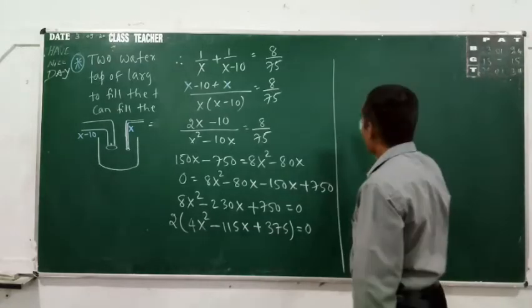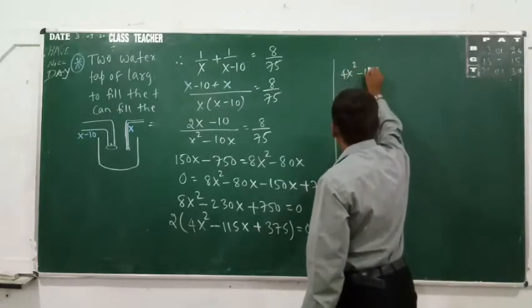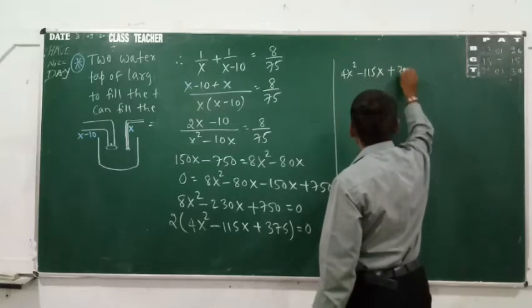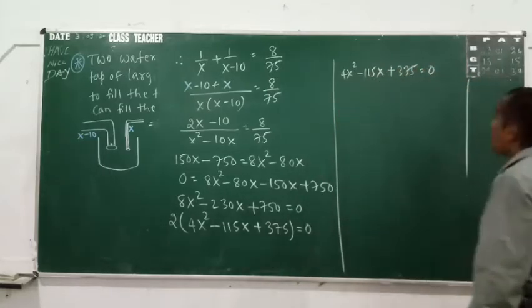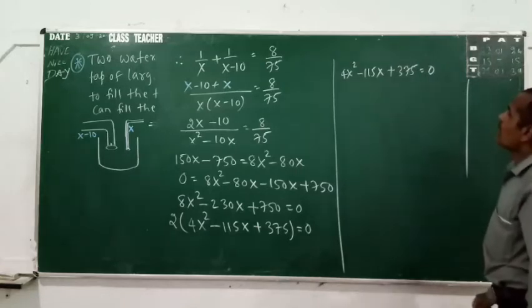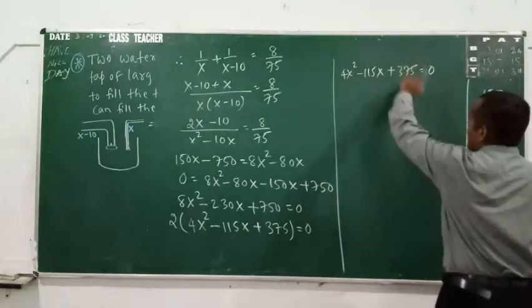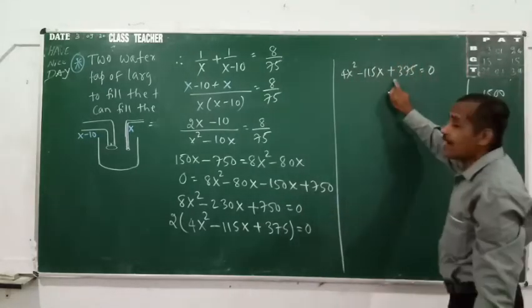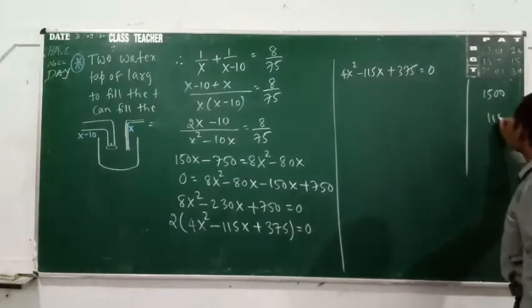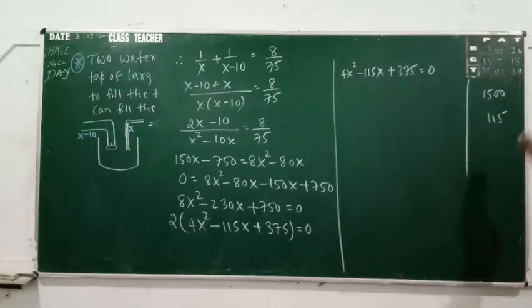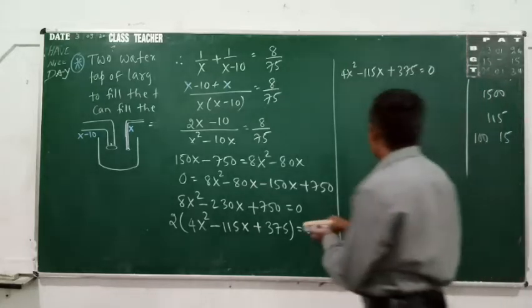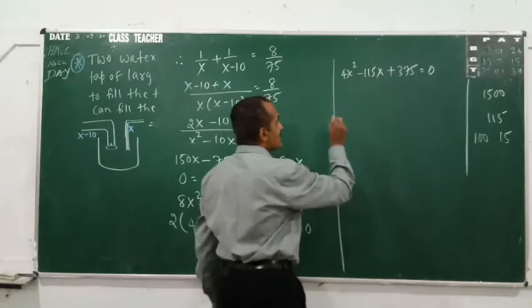What we got? 4x square minus 115x plus 375 is equal to 0. If you multiply, you should get 4 times 375, which is 1500. If you add, you should get 115. See, on adding 115, on multiplying 1500. Okay, very simple, very lucky we are getting very easy numbers.